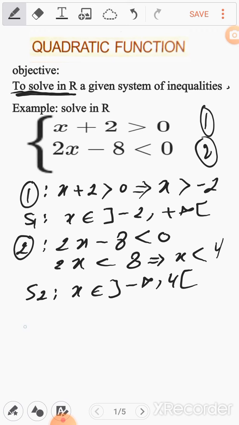This is the first step, the solution of the first. The second step, you solve the second. The third step, you find the solution of the system. The solution of the system S is the intersection between the two sets S1 and S2, the intersection between the two solutions.